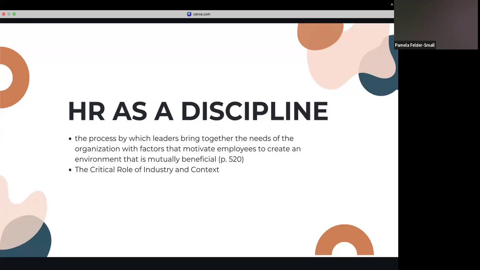HR as a discipline is highlighted as the process by which leaders bring together the needs of the organization with factors that motivate employees to create an environment that is mutually beneficial. And one other thing that really resonated with me was this idea of context and keeping in mind that there were these descriptors that helped us to understand that what was occurring was specific to the organizational and cultural nuances that were at play within the dental school environment.